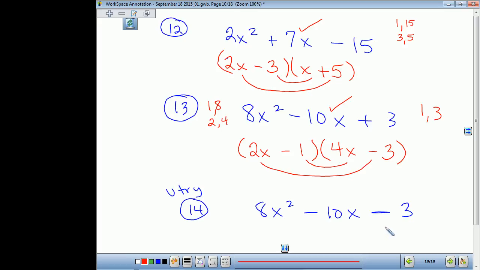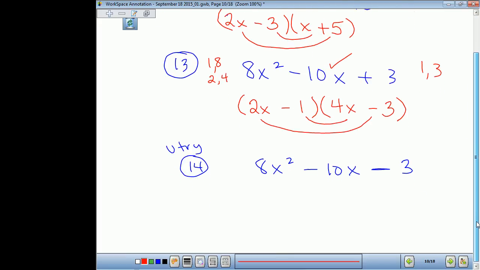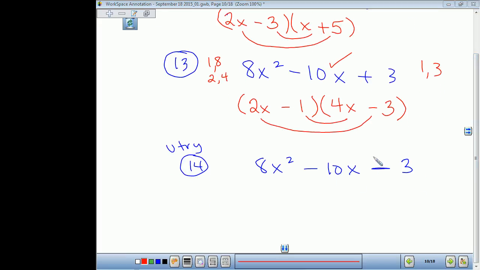Alright, you try. I left you the trickier one because this is negative. That means we got sign issues. Okay, let's think, shall we?